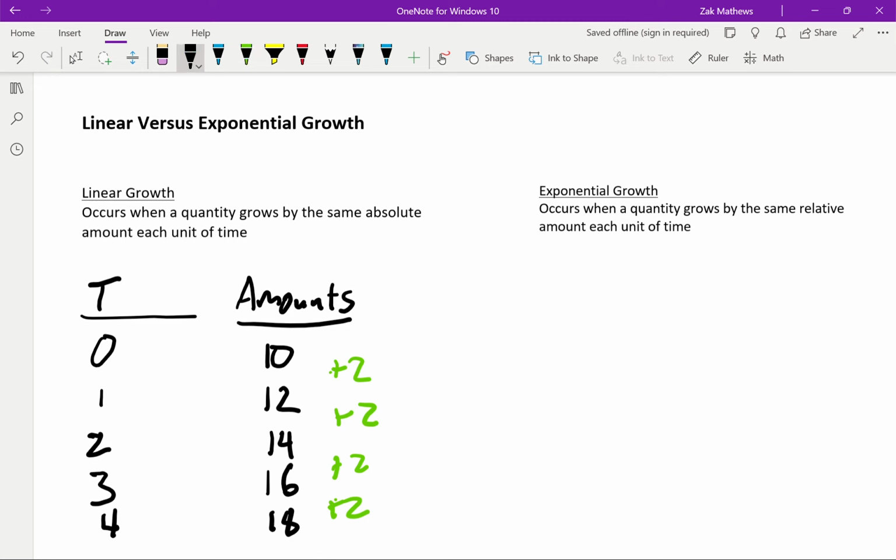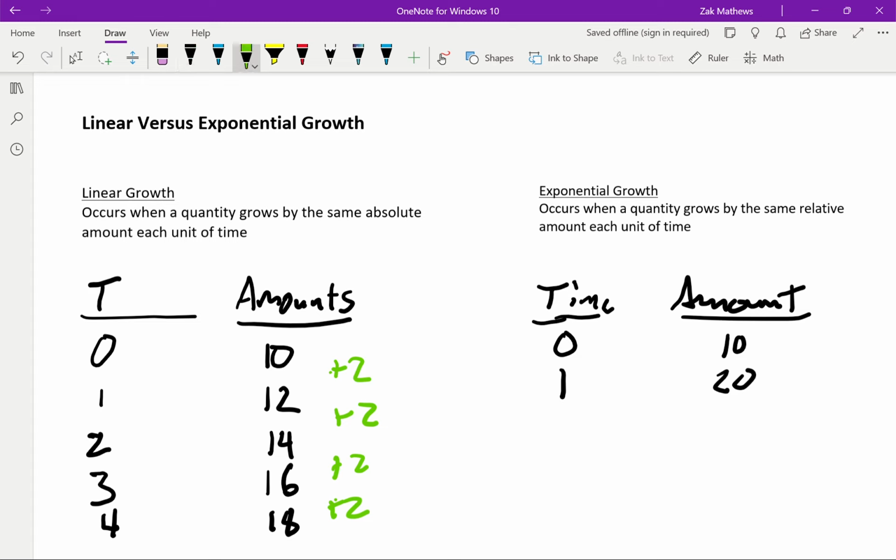Versus, if we look at exponential growth, we see that it's increasing by the same relative amount. So let's look at time versus amount in this scenario. If I start at time 0, we'll assign the same initial value of 10. This time at time 1, I'm going to say it's gone up to 20. If we look, that's an increase of 10 units. So if it's linear growth, we would expect 30, and then 40, and then 50. But what we see with exponential is at time 2, we've actually jumped all the way to 40. We've skipped over that 30. And then by time 3, we're up to 80. Time 4, we're up to 160.